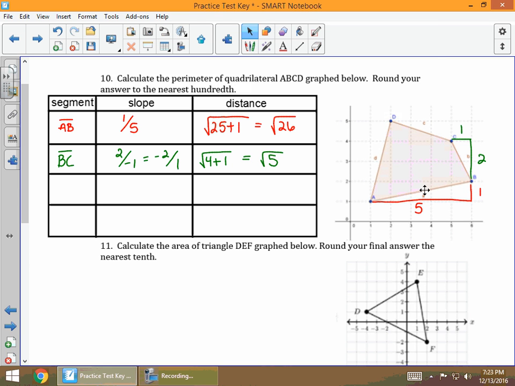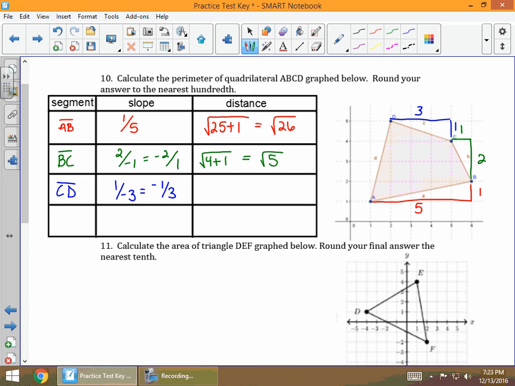And the third segment I need to find is segment CD. Switch to blue. From C to D, it looks like I'm rising, going up 1. I'm coming over 1, 2, 3. I'm moving to the left. So my rise is 1. My run is -3. So this is the same thing as -1/3. And the distance is the square root of 1 squared, which is 1, plus 3 squared, which is 9. So 1 plus 9 is 10. So the square root of 10.